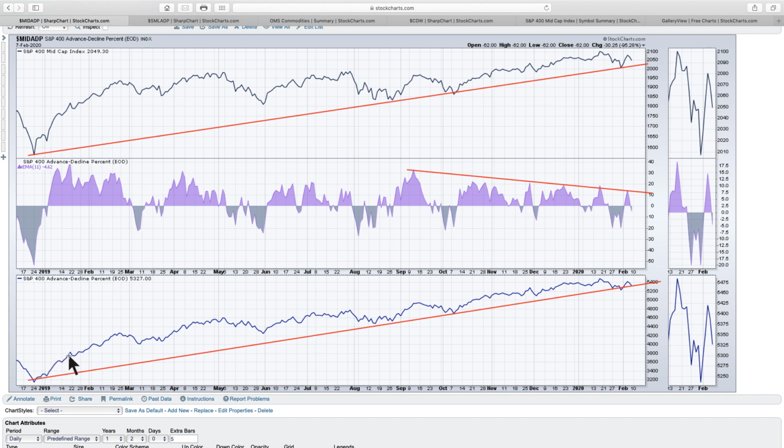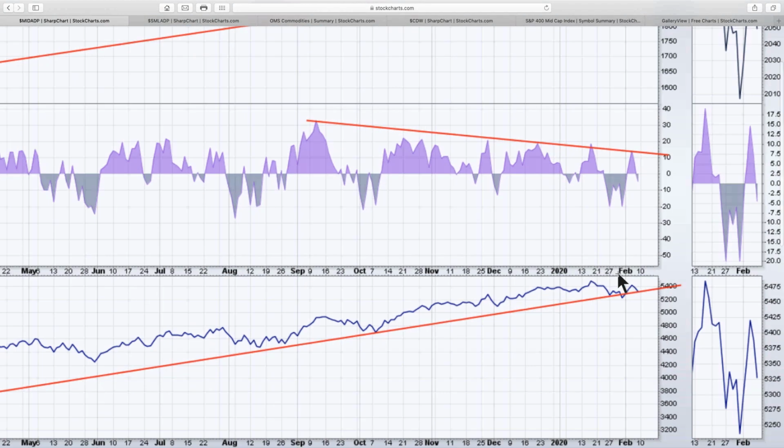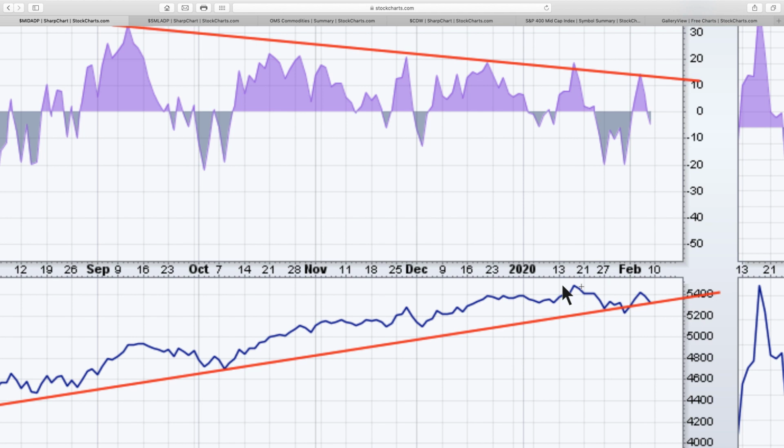So what we've got here is a pretty important inflection point for the mid caps, and you can see that we've made a lower high in the advanced decline percentage and really haven't done much since the middle of December. I think that's fair to say. Let's call it December 20th. And we had a brief spurt in January, just kind of one day where we spent a little bit of time higher and then not much since then.